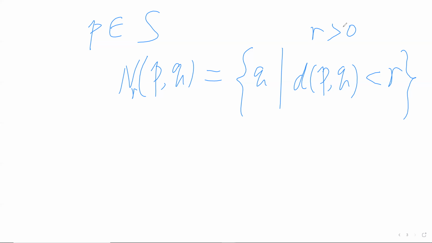Obviously, P itself belongs to its neighborhood because the distance between P and itself is 0, which is definitely smaller than any positive number. So P itself belongs to its neighborhood, of course.